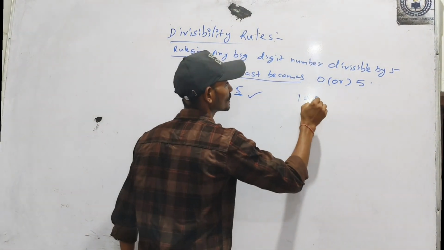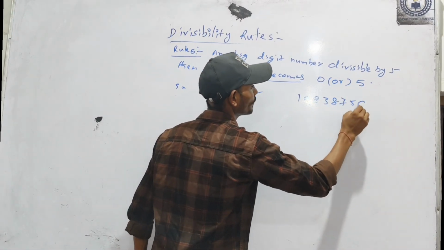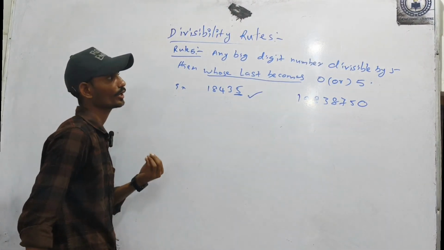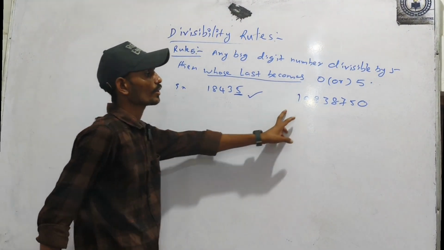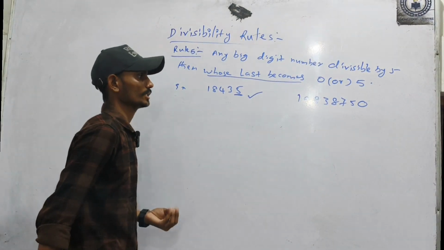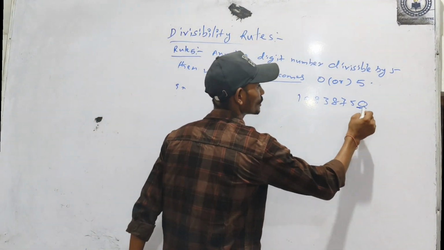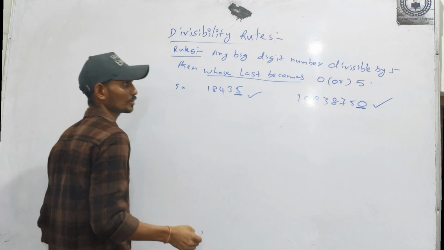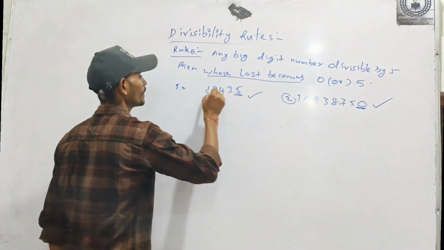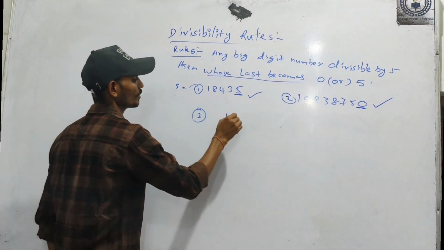Next, any big number. Let's check through the rule of 5 what its last digit is. It is 0. Then this number is also completely divisible by 5. Next, one more example.